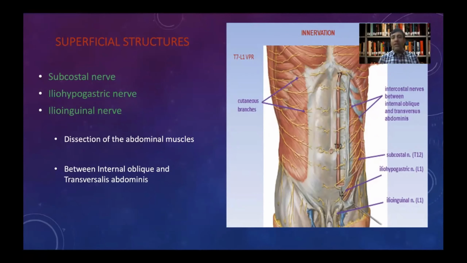What is important here while we are doing the dissection of these three muscles is that sometimes three nerves, the subcostal nerve, the iliohypogastric nerve, and the ilioinguinal nerve, might come in your way, especially between the internal oblique and the transversus abdominis muscle. When you're working between the internal oblique and the transversus abdominis muscle, you have to be very careful not to injure these nerves, depending upon the level at which you're operating. You have to preserve these nerves, because if they are injured, then the patient might land up with a patch of hyperesthesia on the anterior or lateral abdominal wall, which might be very discomforting for the patient.